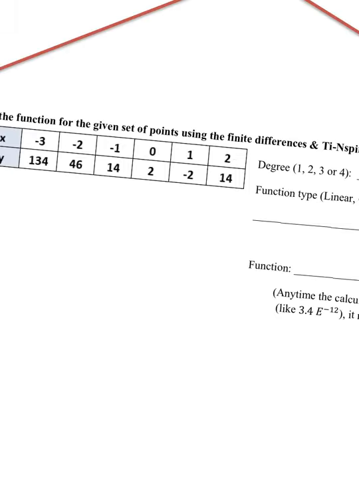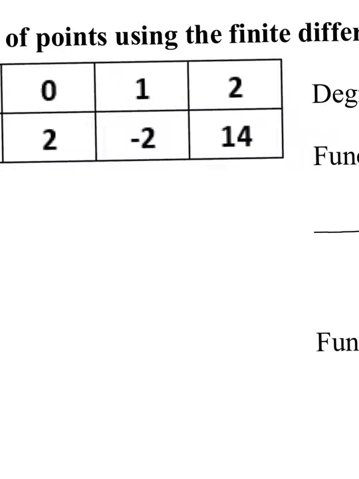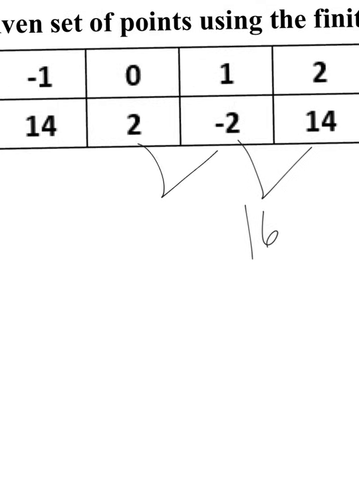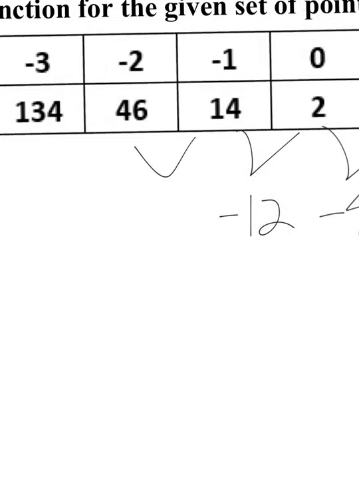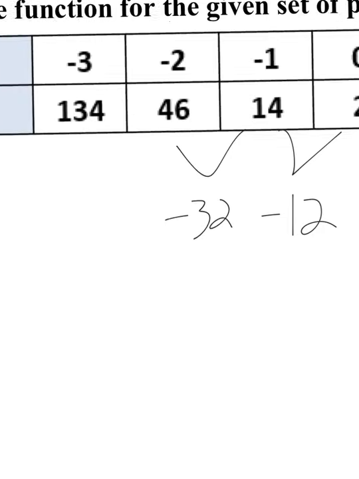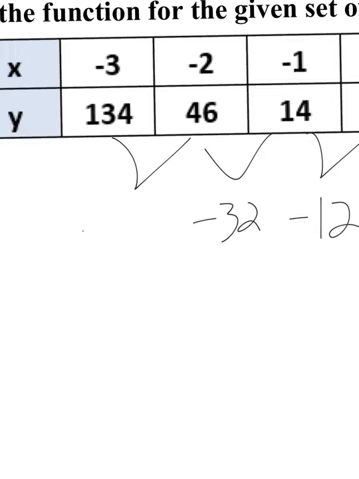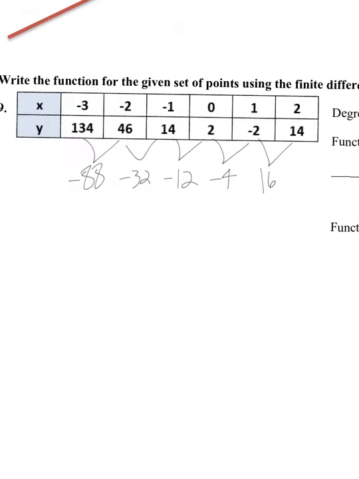So to do the finite differences, you just have to subtract the y values from left to right. So do 14 minus -2. That's like saying 14 plus 2. All right, so that's 16. Do -2 minus +2. That's -4. Do 2 minus 14. That's -12. Do 14 minus 46. That's going to be -32. Do 46 minus 134, that's -88. Okay, so this is our first row of differences.